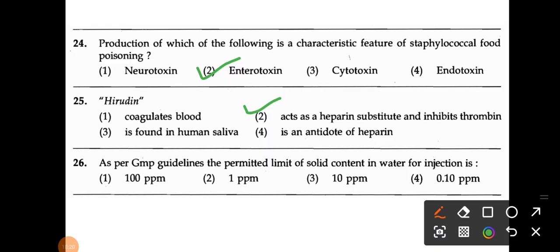Then 26th, as per GMP guidelines, the permitted limit of solid content in WFI, that is water for injection, is 100 ppm, 1 ppm, 10 ppm and 0.1 ppm. So what is the correct answer here? That is 1 ppm.